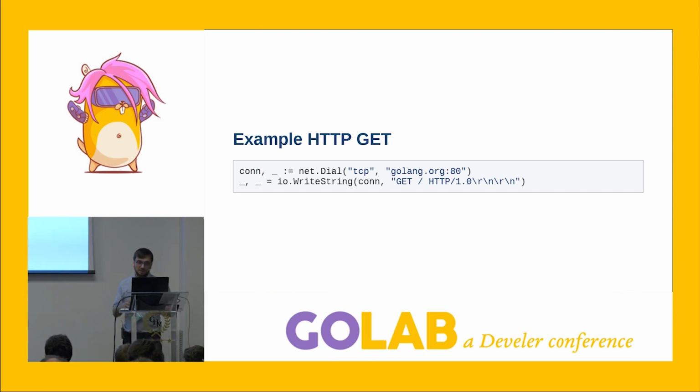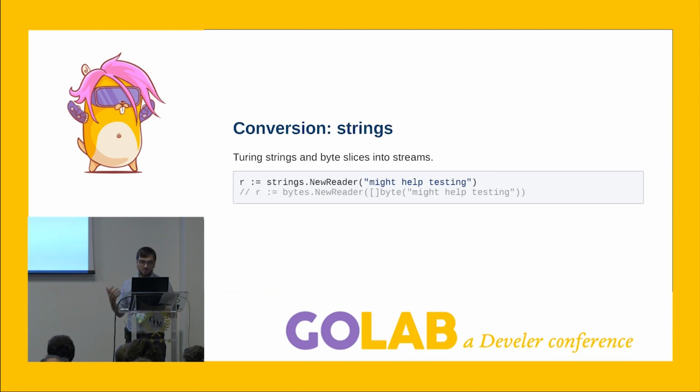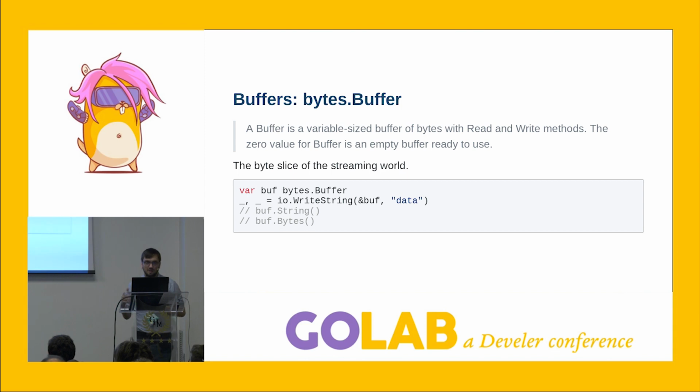You can convert things that are not really streams into streams. strings.NewReader does that for strings, bytes.NewReader does that for byte slices. There's a type which you probably use because it's quite versatile, which is called bytes.Buffer, which is a variable size buffer of bytes with Read and Write methods. So it's a byte slice, but it can be used at places where a reader and writer are required. The zero value is already useful, and so we can just declare a bytes.Buffer and write to it, and then have some utility functions to get the string back or the bytes back.